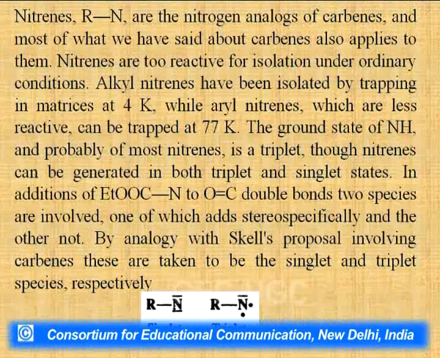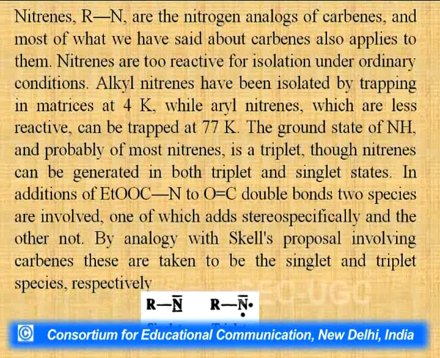Nitrenes are the nitrogen analogs of carbenes, and most of what we have said about carbenes also applies to nitrenes. Nitrenes are too reactive for isolation under ordinary conditions. Alkyl nitrenes have been isolated by trapping in matrices at 4 Kelvin, while aryl nitrenes, which are less reactive, can be trapped at 77 Kelvin. The ground state of NH, and probably of most nitrenes, is a triplet.